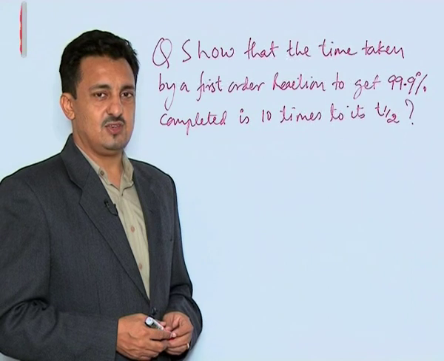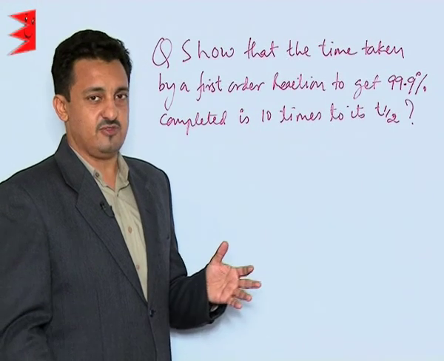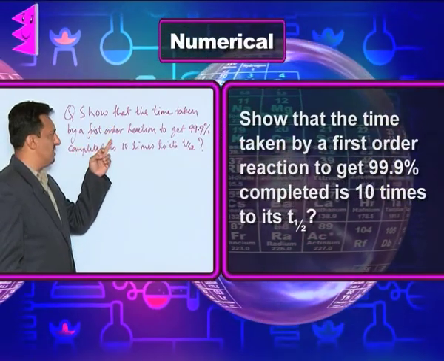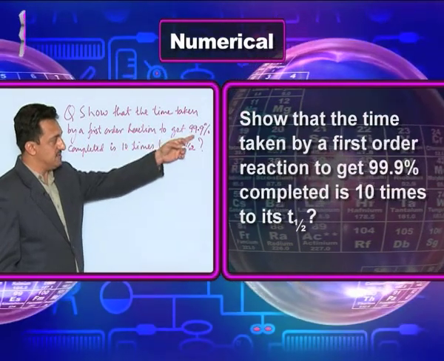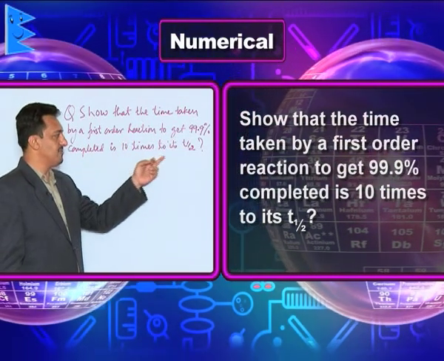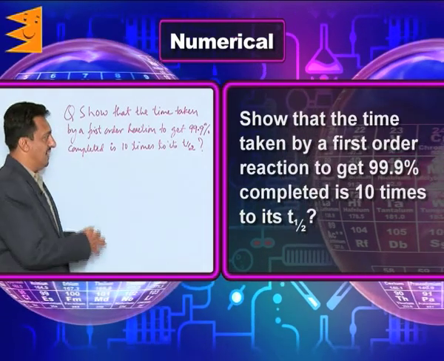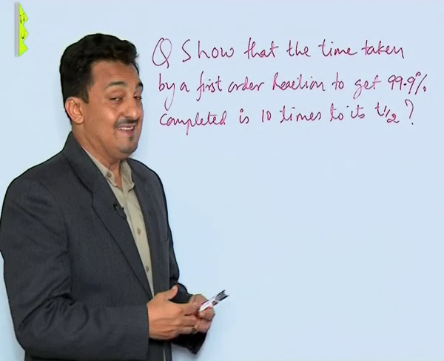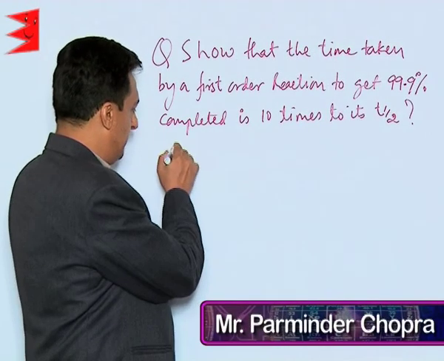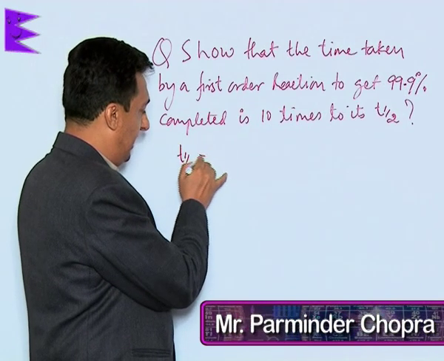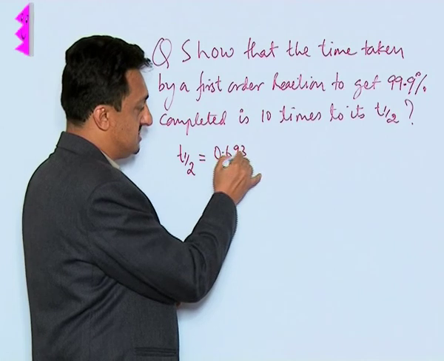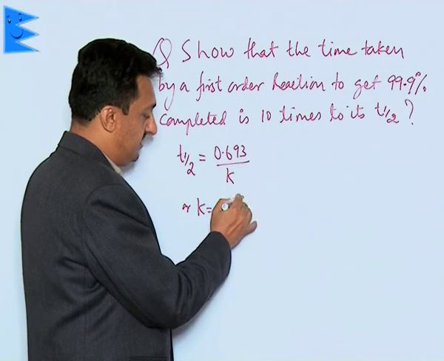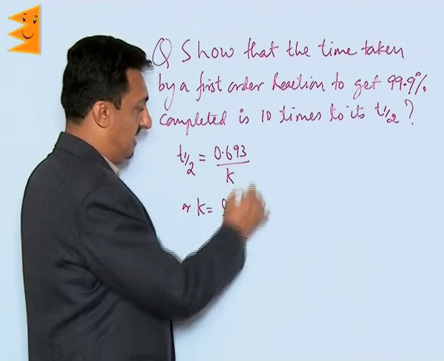Let us see another numerical to understand how these integrated rate equations can be used. The numerical is: show that the time taken by a first order reaction to get 99.9% completed is 10 times its half-life. So we have to show that the time taken by a first order reaction to get 99.9%, which is almost complete, is 10 times its half-life. Now we know that the half-life of a first order reaction is 0.693 by K. So from here we can find this rate constant as 0.693 by the half-life. That's the first thing.